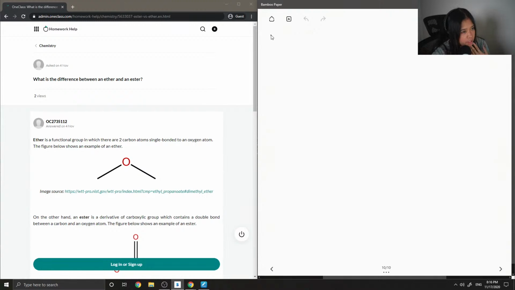Okay, so question 10 asks, what is the difference between an ether and an ester? So, when you have an ether group, this is when you have an oxygen that's in the middle of two carbon groups. So it doesn't matter what they are. So that's why I just denoted R as just random carbon groups, as long as it's in the middle and not at the end.